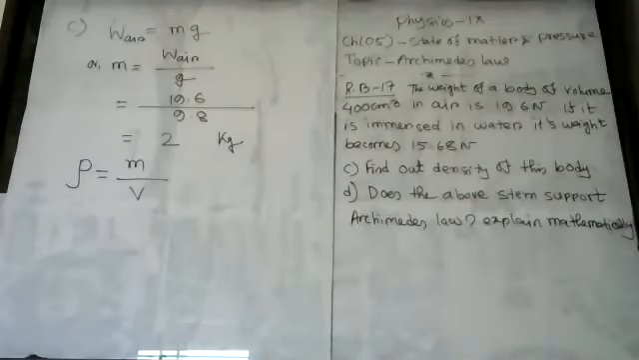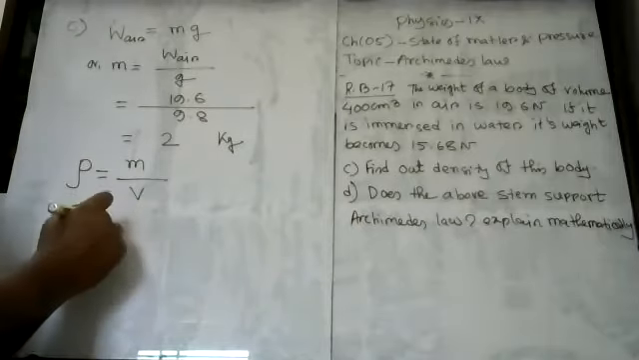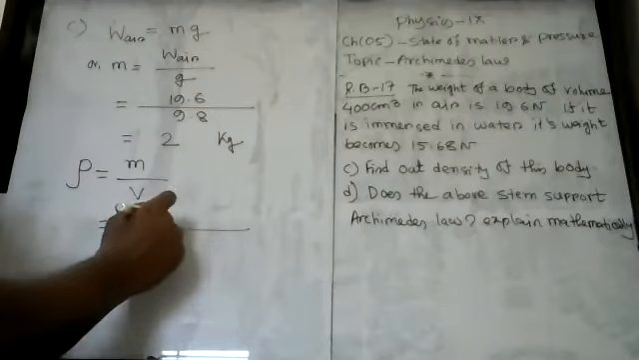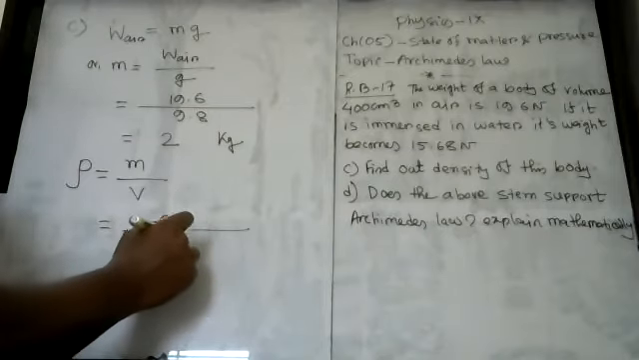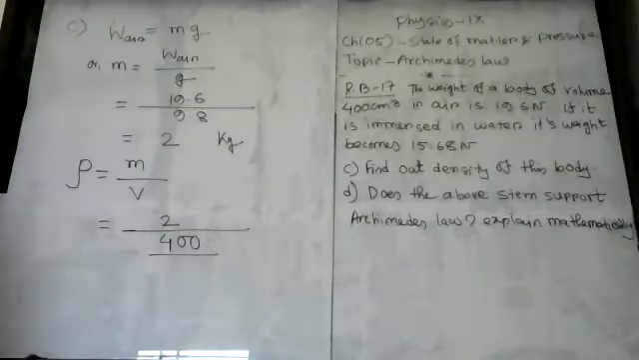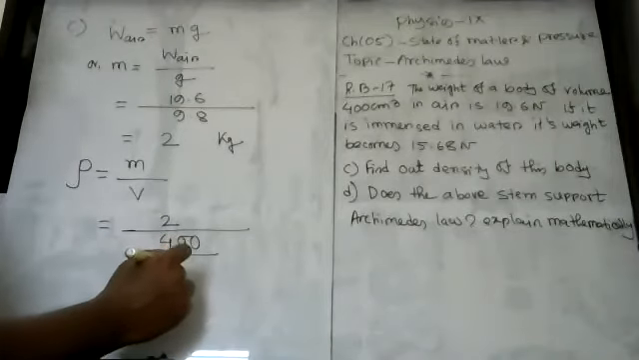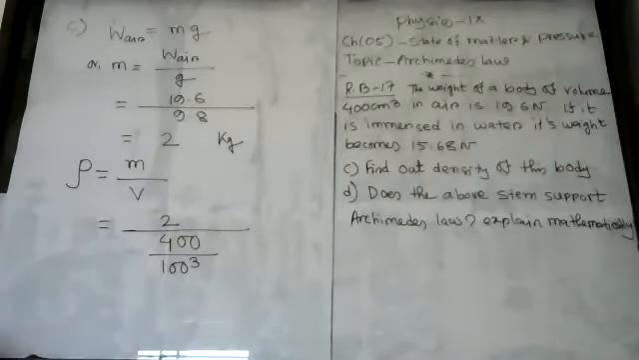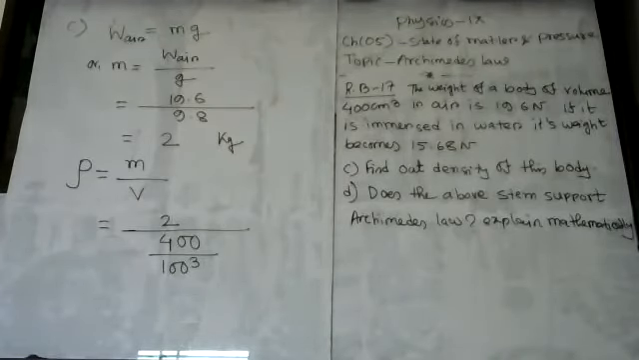But remember, you see that the volume of this body is given as 400 centimeter cube. So we need to convert this 400 centimeter cube in terms of meter cube. Okay, so at first put down the value of mass M, 2 kg, and then volume 400 centimeter cube. If I divide it by 100 cube, then it converts into meter cube, my dear students. So you need to convert this value in terms of meter cube.